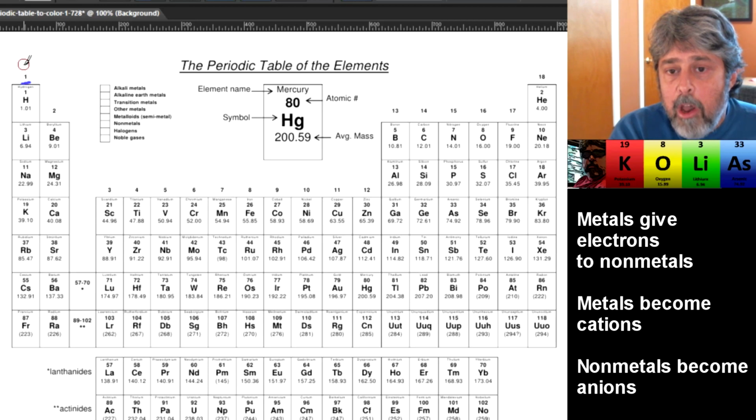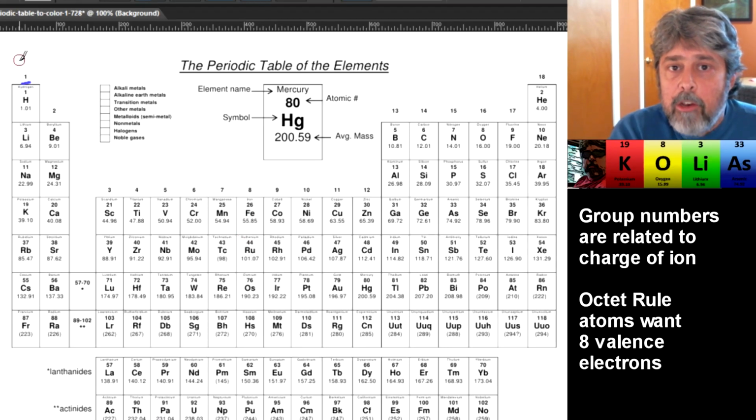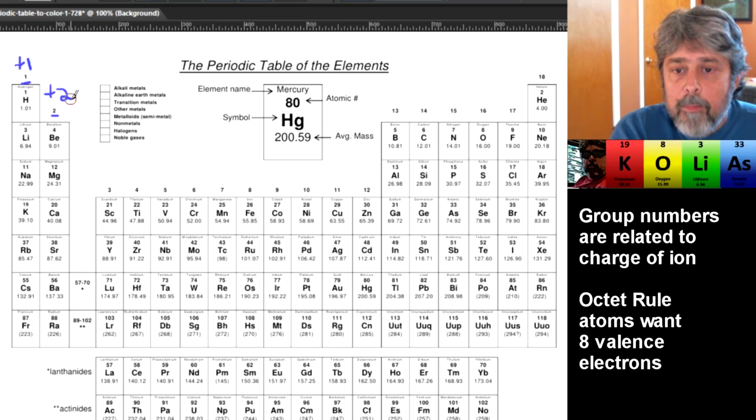So now that we know all the metals are over here, all on the left side of the periodic table, all these guys are going to give away electrons. So if they have 1 outer electron, they're going to give the 1 away. So they'll end up with a positive 1 charged ion. Everything in group 2 has 2 valence electrons. They're going to give both of those away and become +2 ions.